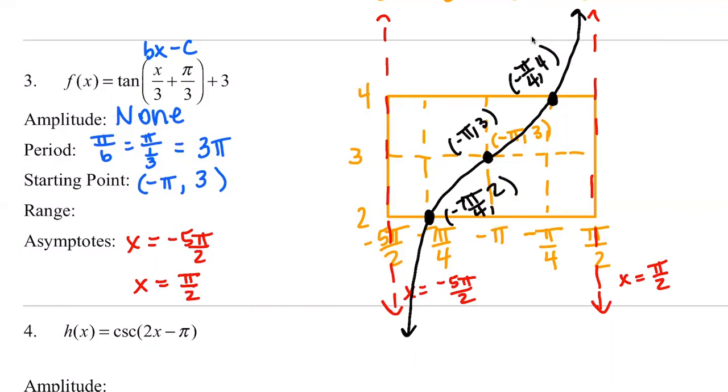Notice how this in both directions vertically is stretching on forever. So our range is all real numbers. We will not ask you to identify the domain because the domain is broken up by an infinite number of vertical asymptotes.